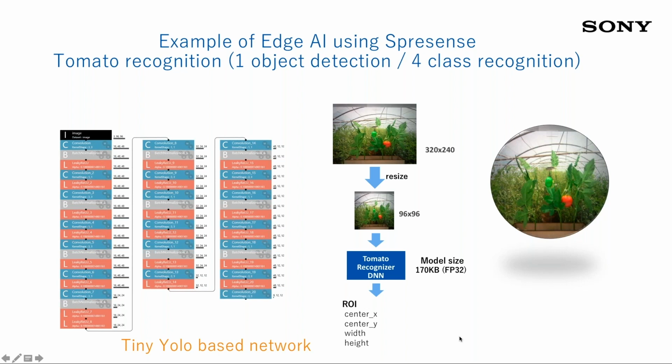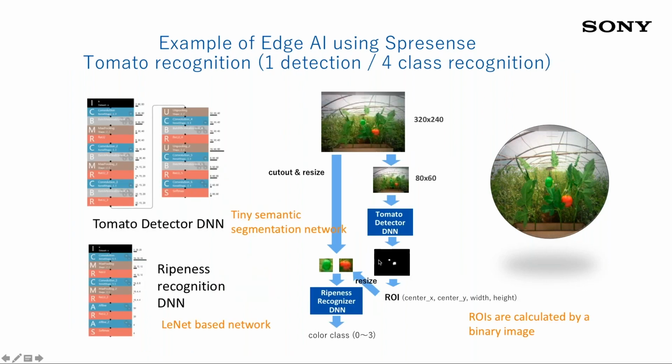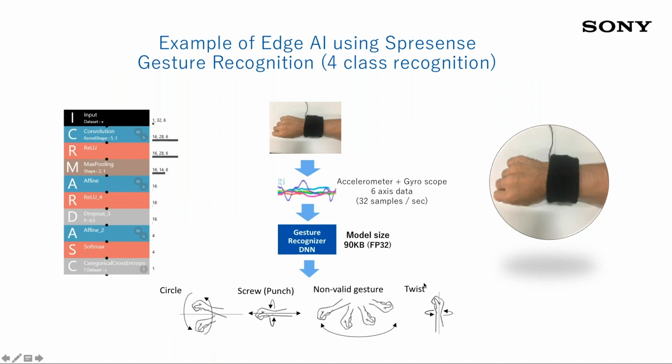You have a field of tomato, and then basically you need to do the recognition of find the tomato first, and after you find the tomato, you need to see if the tomato is ripe or not. And this is example for that. I have to go a little bit quickly, sorry guys.